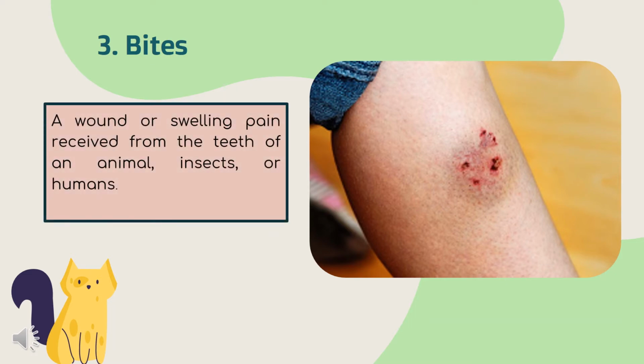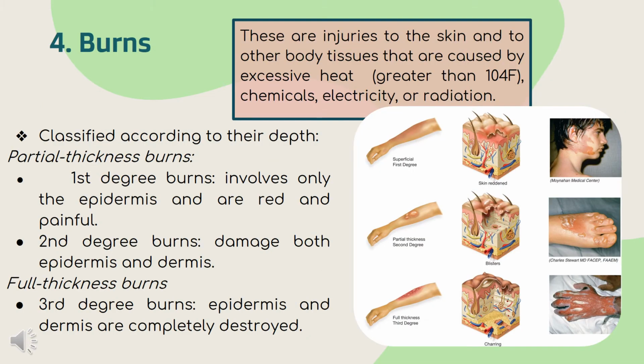Number 3, bites. These are wounds or swelling pain received from the teeth of an animal, insect, or humans. Burns. These are injuries to the skin and to other body tissues that are caused by excessive heat, chemicals, electricity, or radiation. It may be classified according to their depth. We have partial thickness burns, first-degree burns, and second-degree burns.